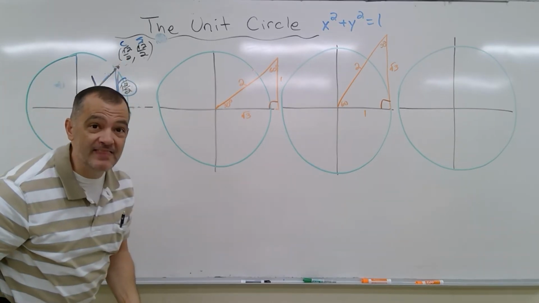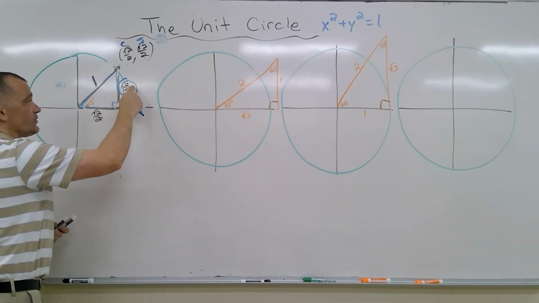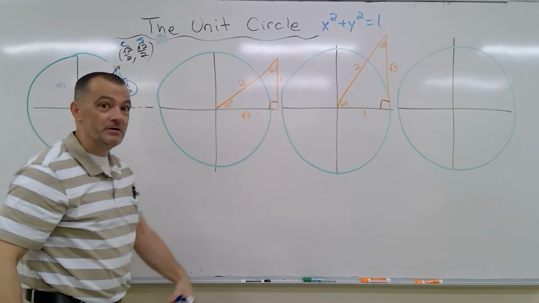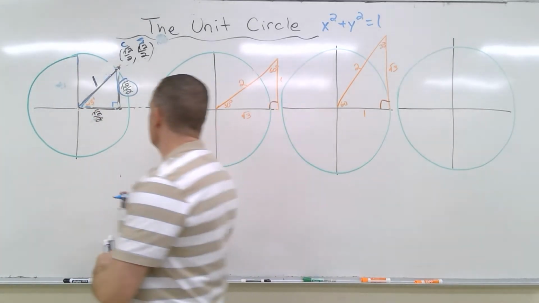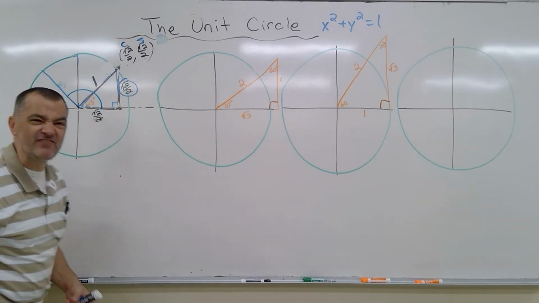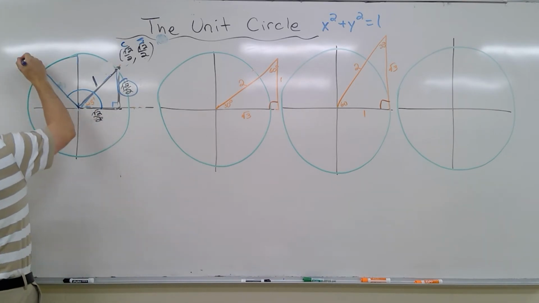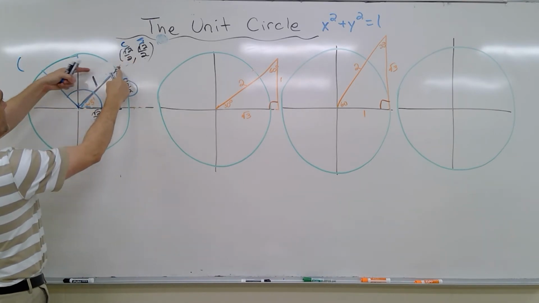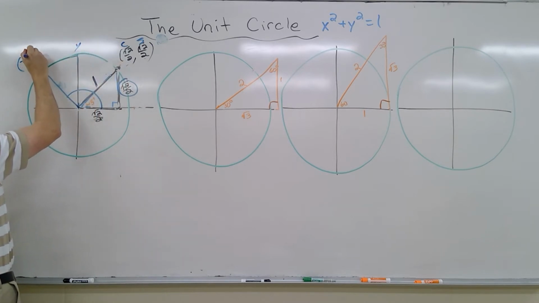And if I wanted to find the tangent, it would be opposite over adjacent. Square root of 2 over 2 over square root of 2 over 2 is equal to 1. Very cool. Which makes it even cooler when I want to come over here and talk about a 135-degree angle. So a 135-degree angle would be, this ordered pair is the same point here, it's just reflected over the y-axis. So that would make it negative square root of 2 over 2, square root of 2 over 2.